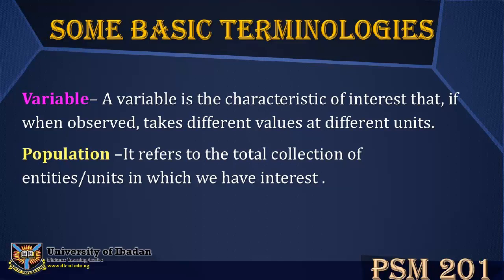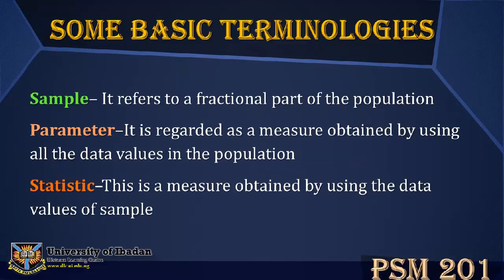3. Population. It refers to the total collection of entities or units in which we have interest. 4. Sample. It refers to a fractional part of the population. 5. Parameter. It is regarded as a measure obtained by using all the data values in the population. 6. Statistic. This is a measure obtained by using the data values of sample.